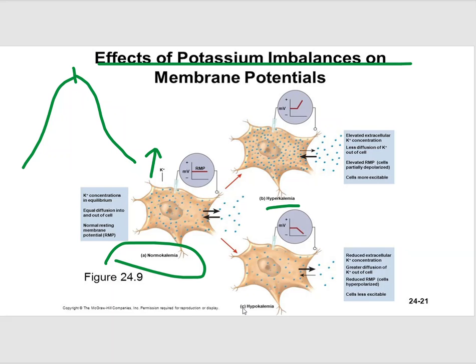Now let's see what happens with hypo and hyperkalemia. Hyperkalemia is too much potassium. So with hyperkalemia, we're actually going to raise the resting membrane potential. We're going to make the cell more excitable. How is this going to be so? Well, let me draw it over here, guys. So this is the normal resting membrane potential, and this is the threshold that triggers an action potential.